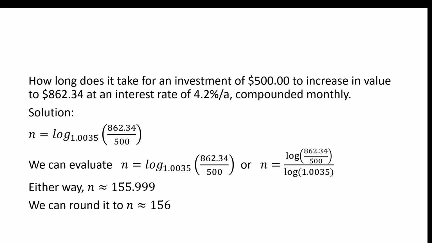Okay, so we can evaluate that by either using a fancy calculator with multiple bases for its logarithm, or if we don't have such a fancy calculator but just a regular scientific calculator, we can say n is equal to the log of 862.34 over 500 divided by the log of 1.0035. Either way we do it, rounding to the nearest integer, we see that n is roughly equal to 156.